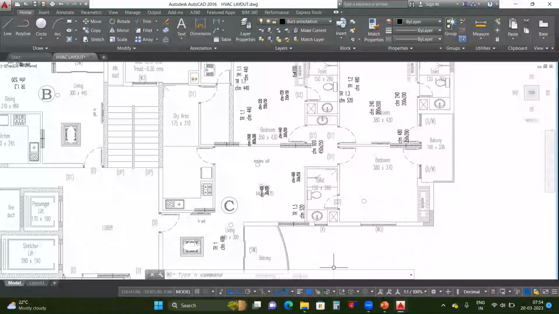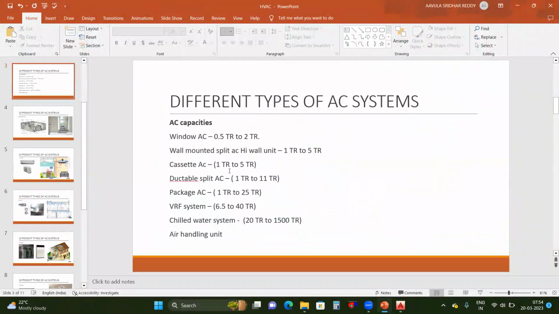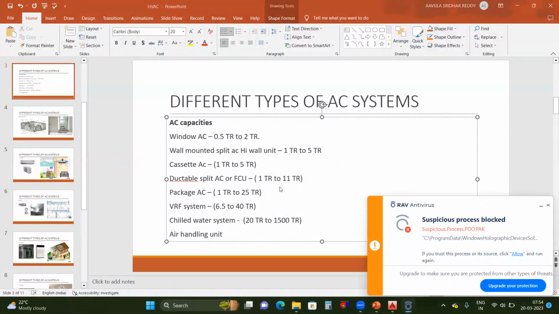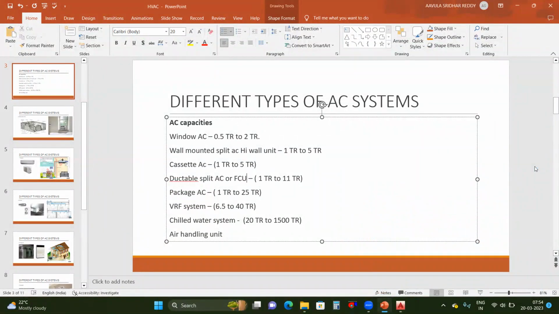So for this, we will select the ductable unit. We call this a ductable unit, and also a fan coil unit. I will write it here: FCU, fan coil unit. If it is low capacity, for example, consider 1 to 4 TR units available, that unit we call the fan coil unit. More than that, we call a ductable split AC.